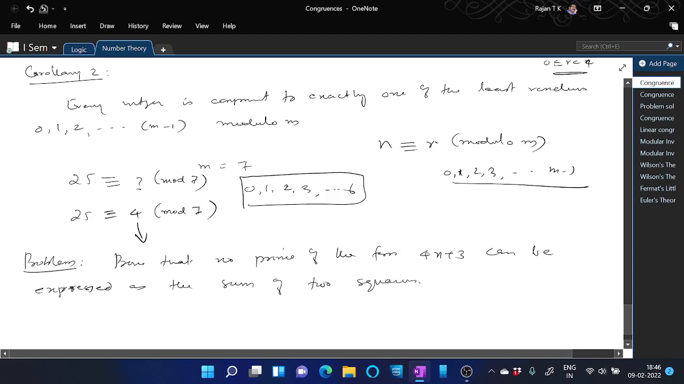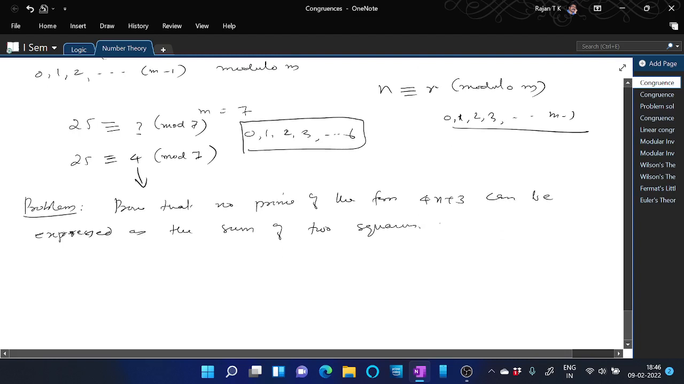4n plus 3 may be a prime number for some n. For n equal to 1, 4 plus 3 is 7, a prime number. For n equal to 2, 4 into 2 is 8, plus 3 is 11, a prime number. So, no prime number of the form 4n plus 3 can be expressed as the sum of two squares. That is what we want to show. So, let us try to prove this.